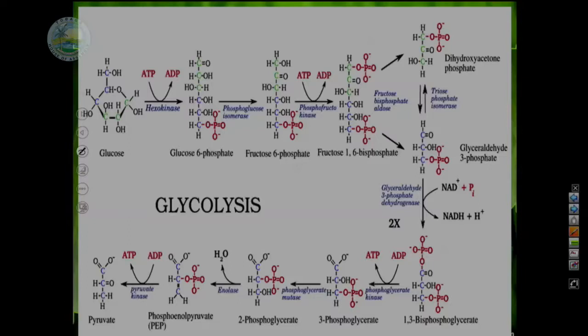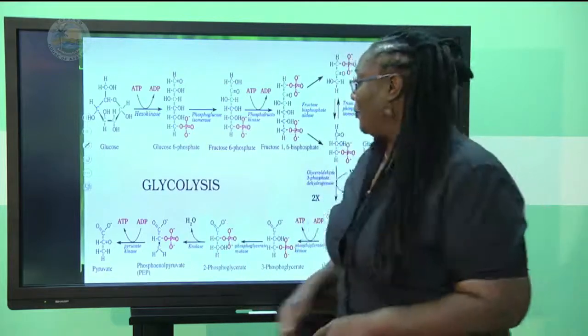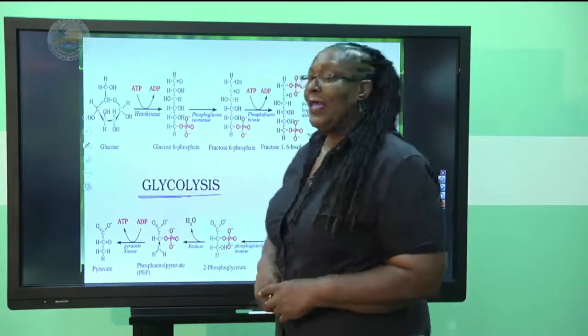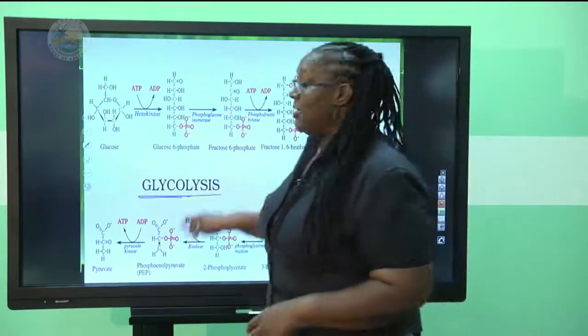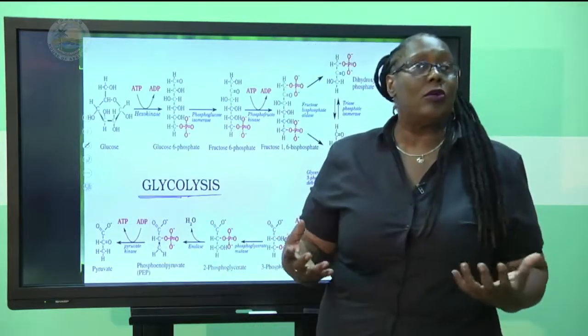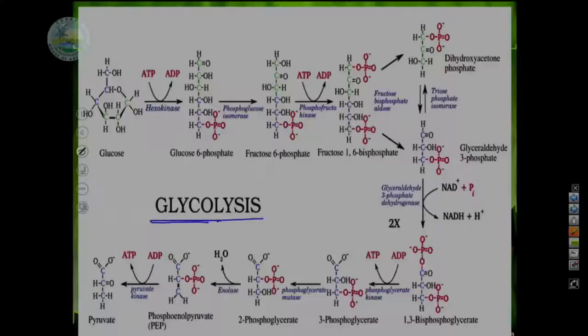Good. So here we are at glycolysis. That pathway that is so important in both aerobic and anaerobic respiration. And you see the word glycolysis. Lysis means to split, and the glyco is the splitting of glucose. Right? So what is happening here, and why is this process important? This is the first thing that happens to your glucose molecule.